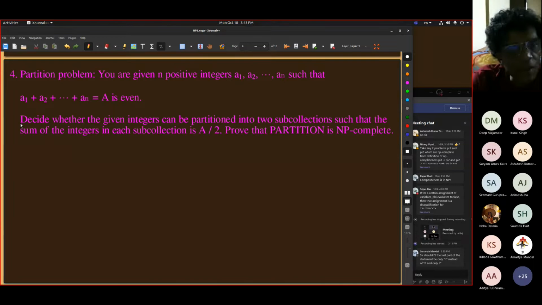Now, the idea is I want to figure out whether these n integers can be broken or partitioned into two groups such that the sum of the elements in each of these two groups is equal to a over 2, exactly half of it. So that means the given collection can be broken down into two equal halves. Is it possible or not? So that is what is called the partition problem. And you show that this problem is NP-complete.